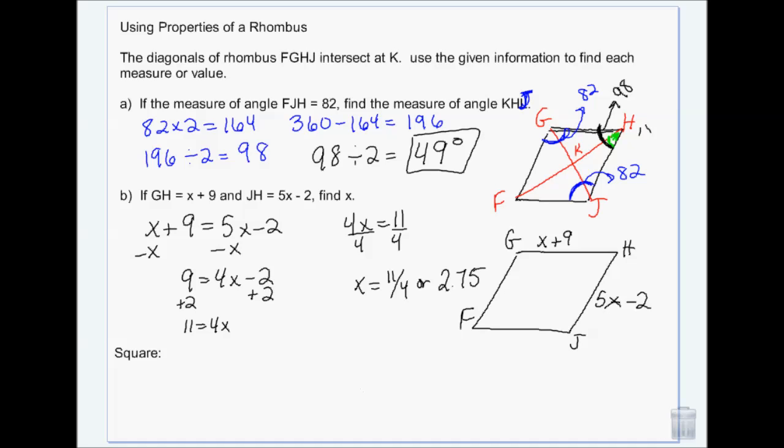Okay, so I set the two sides equal to each other and solve for x. You can leave it as a fraction if you want, or if you like to do the division, you can do the division and you'll get 2.75. Either of those answers is fine. I don't care.